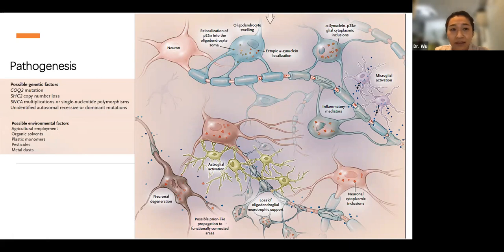And then at this point, the neuroinflammation and loss of oligodendroglial neurotrophic support and also the neuronal dysfunction due to the alpha-synuclein inclusions will promote the neuronal death and subsequently the reactive astrogliosis. Then this toxic alpha-synuclein species spreads into other functionally connected brain areas, which leads to the multiple system neuronal involvement. So this is the typical pathology of multiple system atrophy.